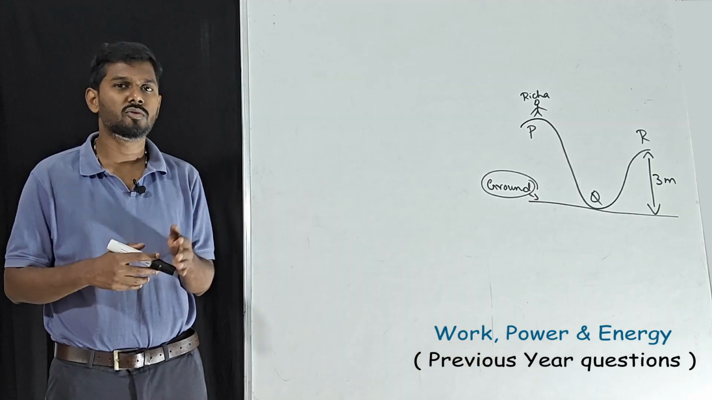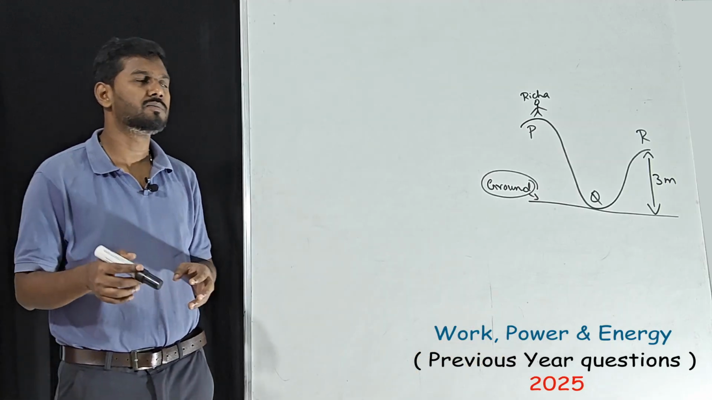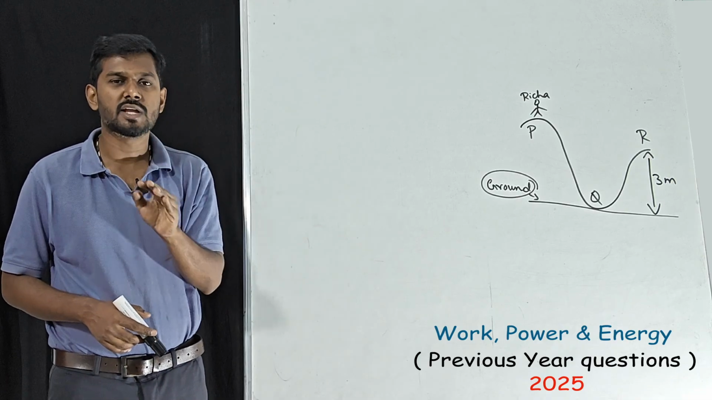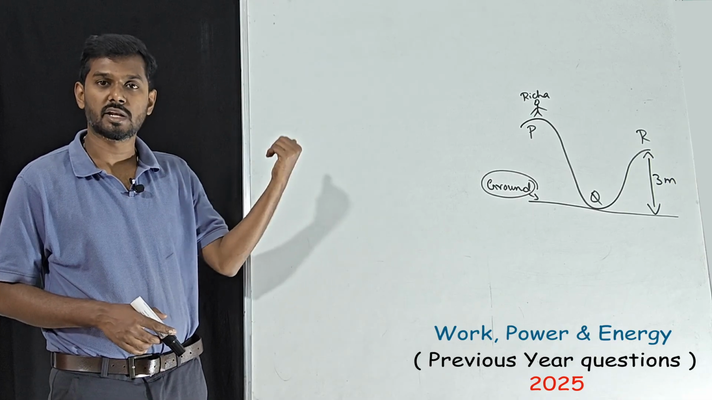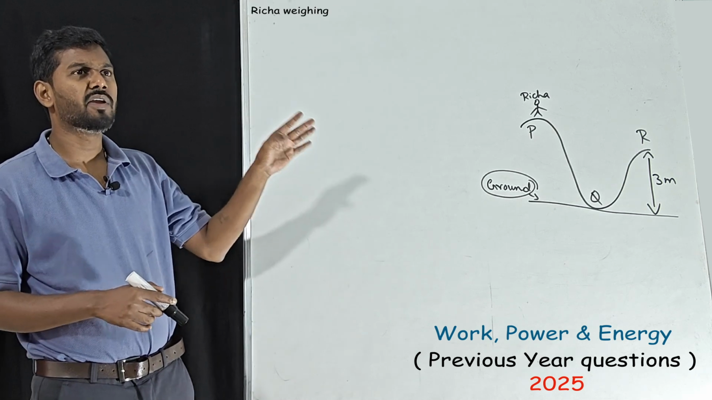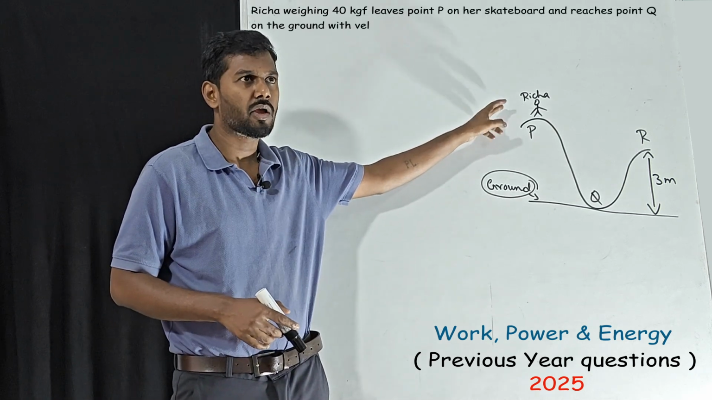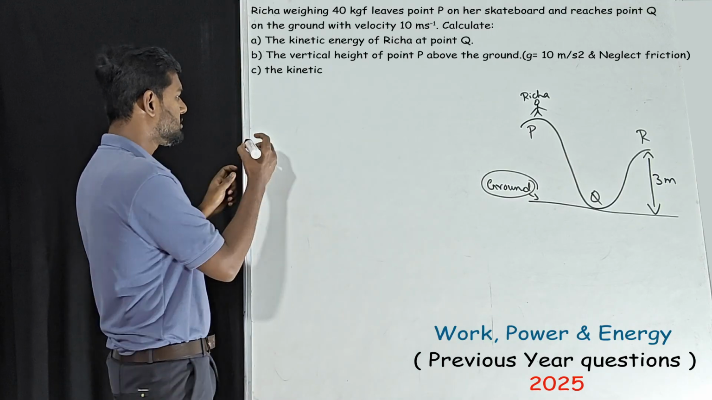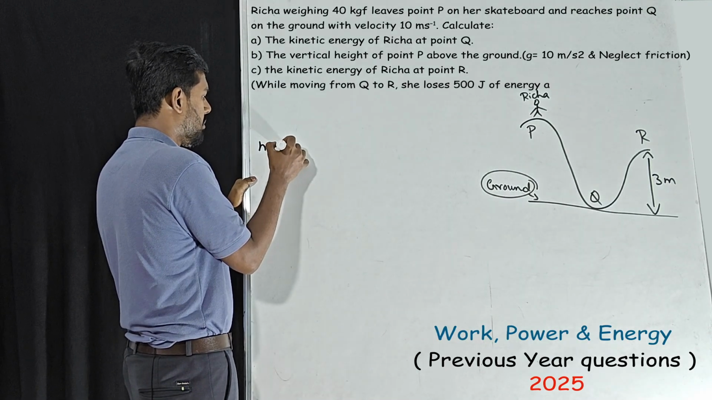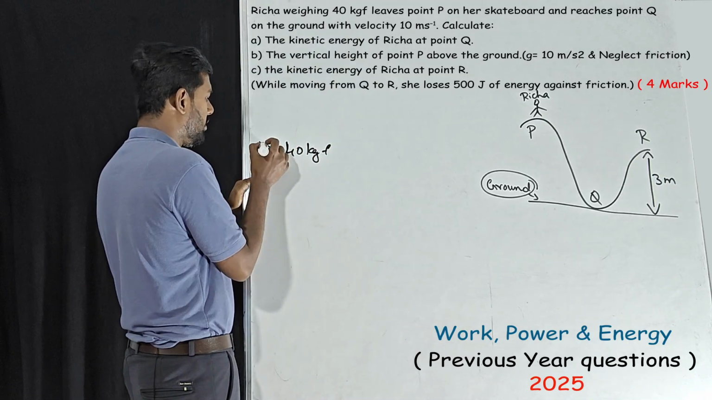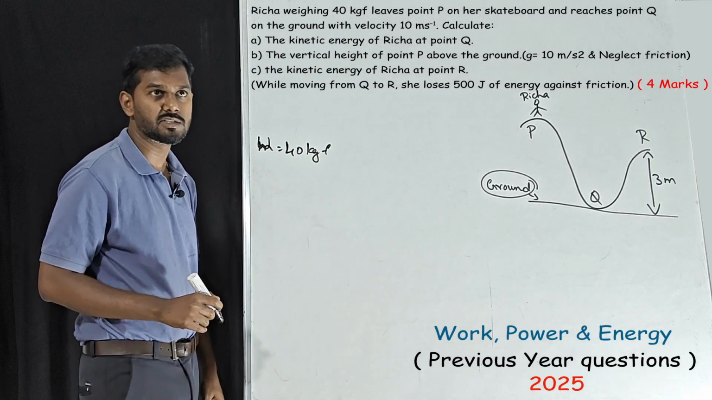Both. Now we'll move on to 2025. When it comes to diagram based questions, many students will panic. But first you need to know which concept it is related to, then it is easy to understand. Now see, Richa is a girl, she is skating, Richa weighing 40 kg. The mass of Richa is 40 kg. Actually it should be weight, weight is equal to 40 kg.